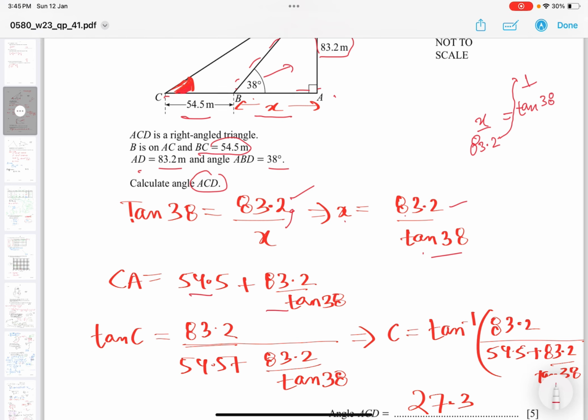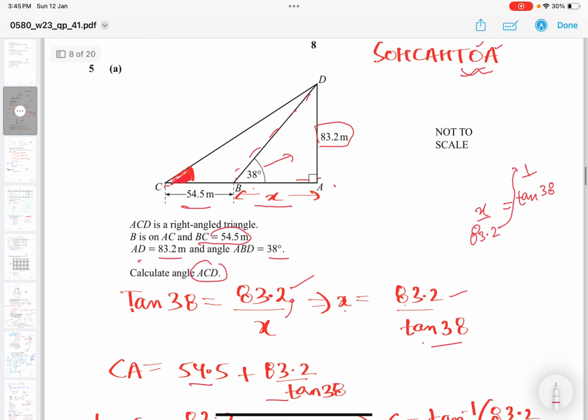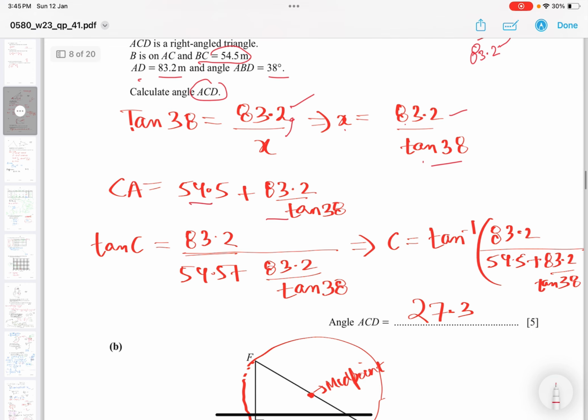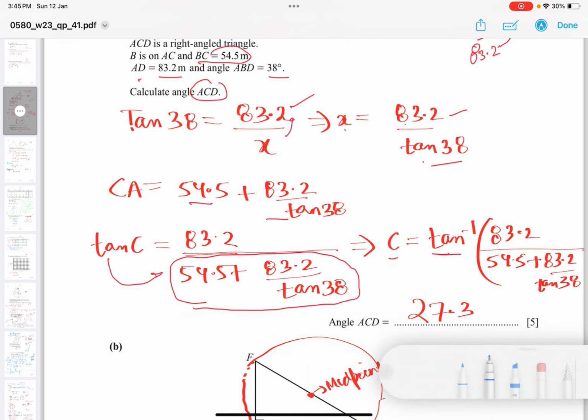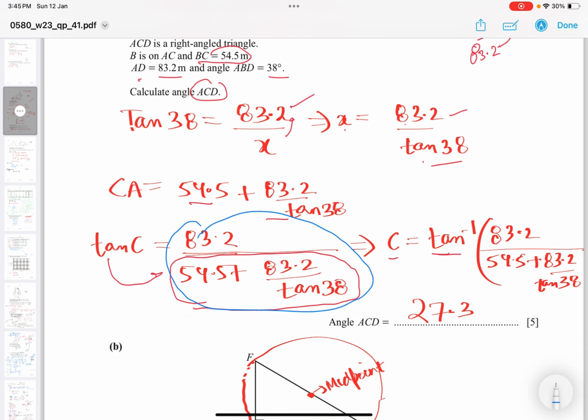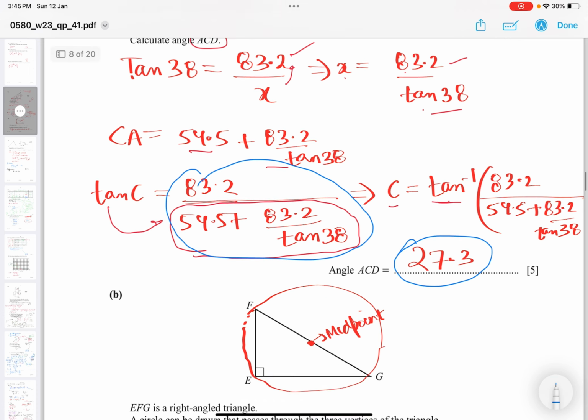All right. So we have to find this angle, that would be the same TOA, opposite, that is 83.2 upon the total of this. I'm a bit lazy, so you can find it in the calculator first, then put it over here. So C would be equal to tan inverse of this value. You can put it directly into your calculator and you will get this answer. All right.